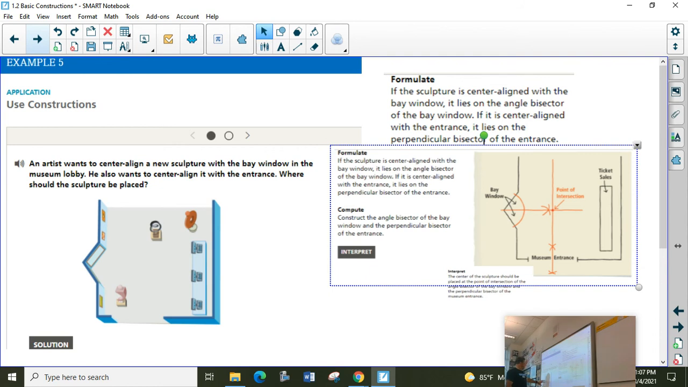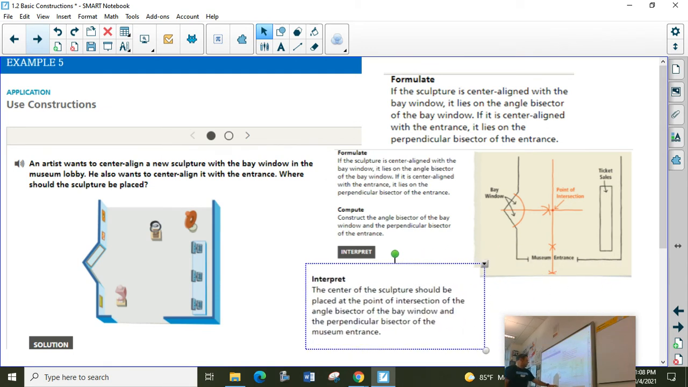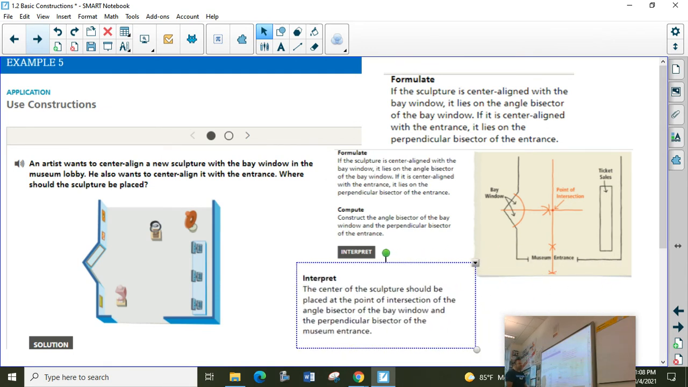So the bay window is right here. This is the bay window. If you want it to be centered on this bay window, you would do an angle bisector, which is what they did, and they drew this line all the way out. If it's also center aligned with the entrance, which is over here, you would do a perpendicular bisector between the two points of the entrance, and where these two lines meet is exactly where the sculpture would go. Okay, just to give you an idea of where it should be placed. All right.